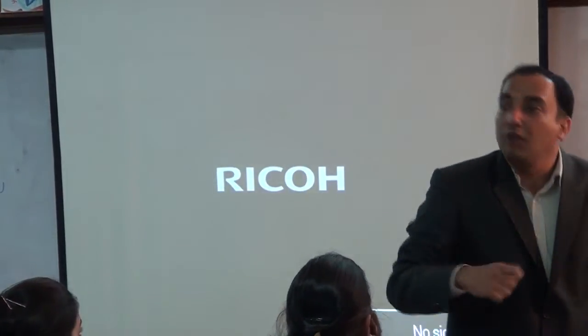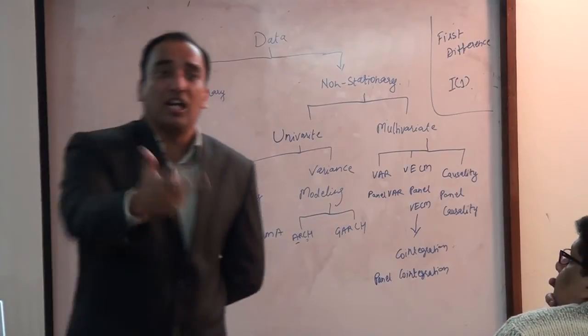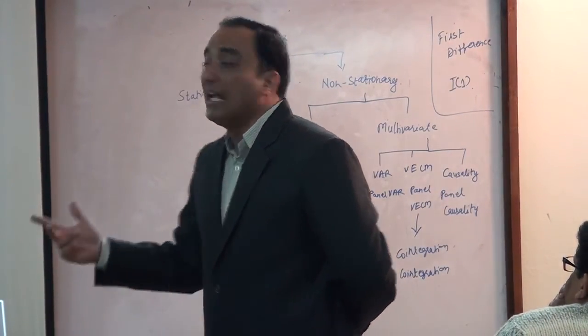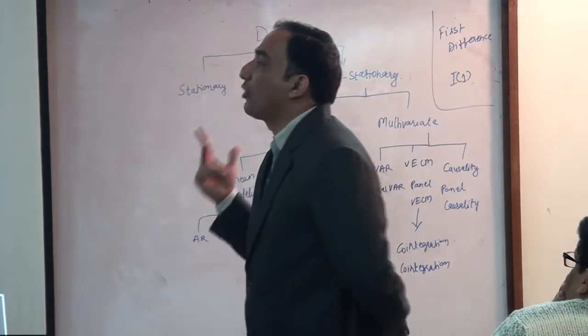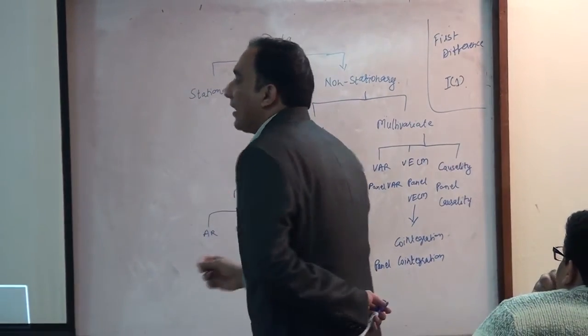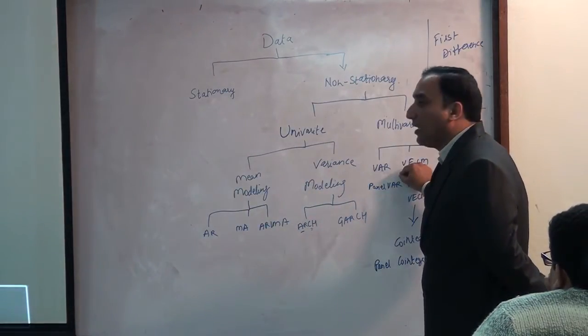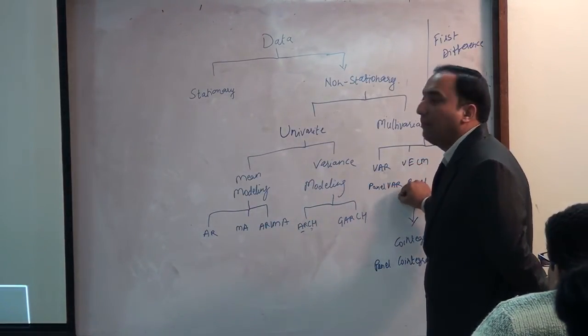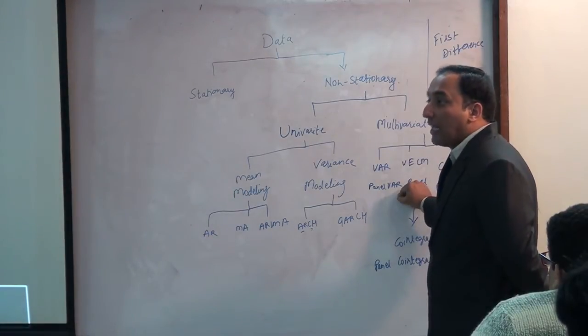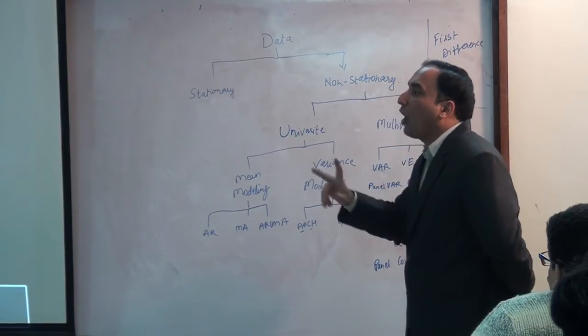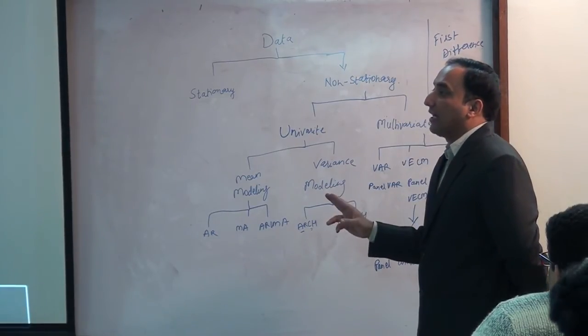However, now we are asking one more advanced question. Is there auto regression in different cross sections? Is there error correction in different cross sections? If the answer is yes, rather than going for normal VAR or normal VECM, we will go for panel VAR and panel VECM. Similarly, after doing panel VECM, I will check whether the cross sections are co-integrated or not.